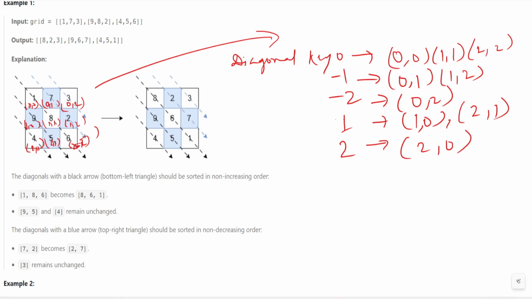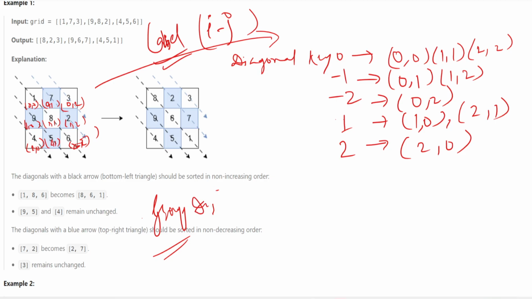So the benefit is when we group diagonals, right? Suppose we group the diagonals. Very first we do the leveling, right? We'll level each cell with i minus j, we can say. So this is called the level for each group with i minus j, and we can find the diagonal keys and the respective diagonals, right? Now we have to group the diagonals. So how are we going to group the diagonals?